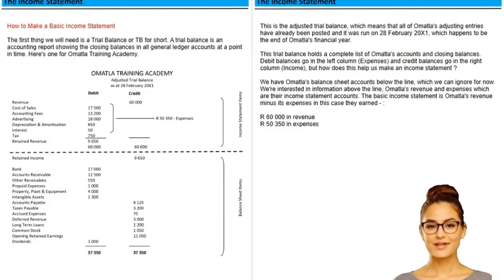Let's jump to the juicy bits. Remember we said that the adjusted trial balance is our starting point. Well, here it is. Have a look at Omatla's adjusted trial balance. The top section is the income statement, and the bottom section is the balance sheet. So why don't we just use the trial balance and go no further? After all, it contains the income statement and balance sheet, right? Wrong. Even though the trial balance has the income statement, a closer look reveals that our income and expenses are not properly categorized. Doing a cash flow statement from a trial balance will be very difficult indeed.